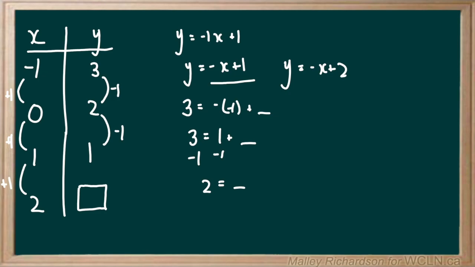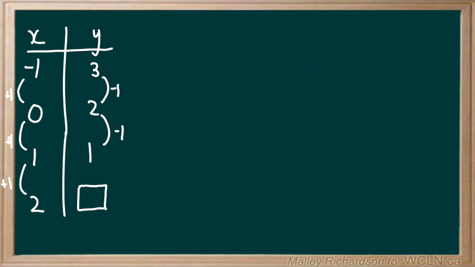Now let's see if this works for our other examples. When x equals 0, let's see if our y value equals 2. So we have y equals -0 plus 2, which is y equals 2. Y equals 2 and y equals 2 in our table, so this formula of y equals -x plus 2 is our pattern for the table.